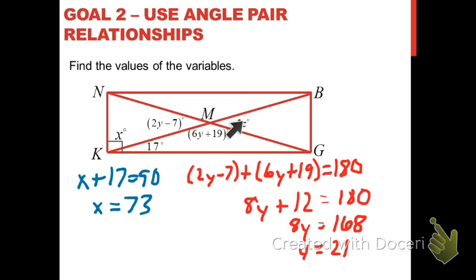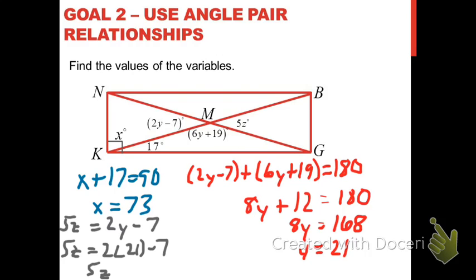I'm going to set 5z equal to 2y minus 7, like so. Then we're going to substitute 21 for y, and you'll get 5z is equal to 42 minus 7, or 36. Oh, sorry, 35. And so z is equal to 7.